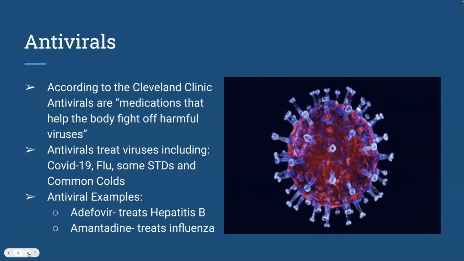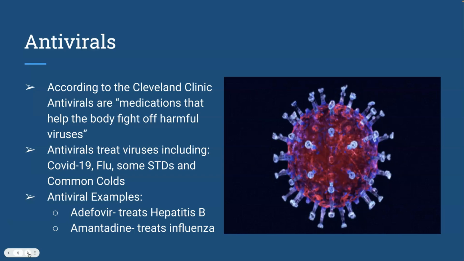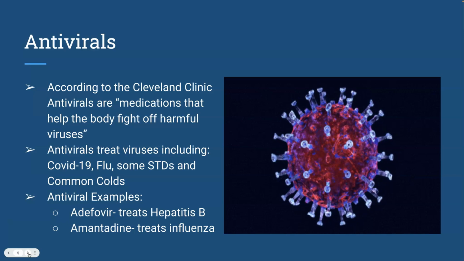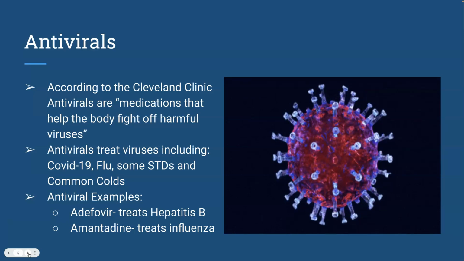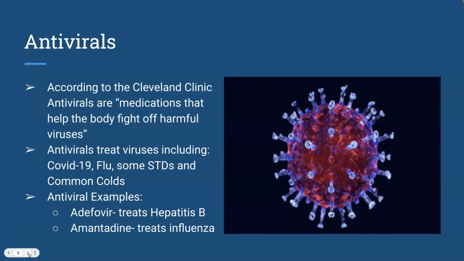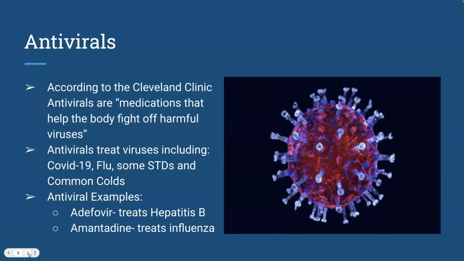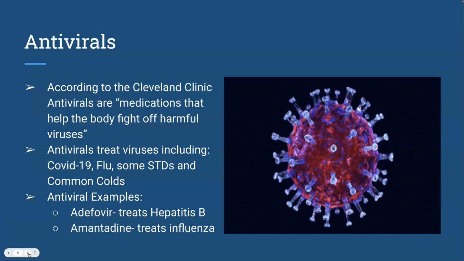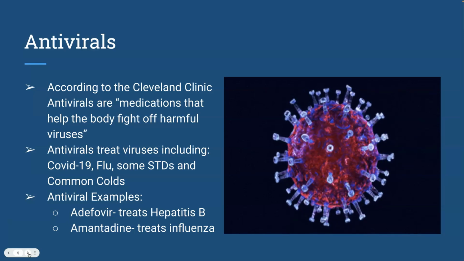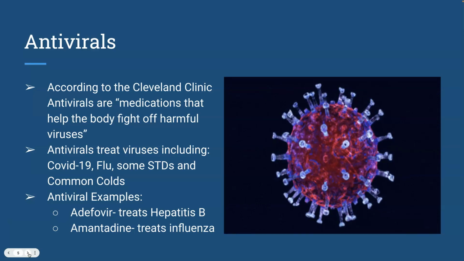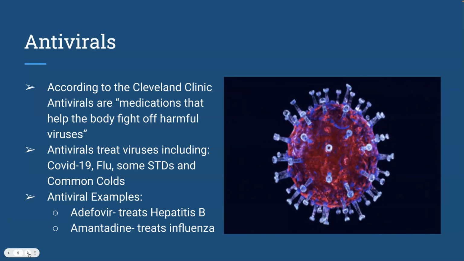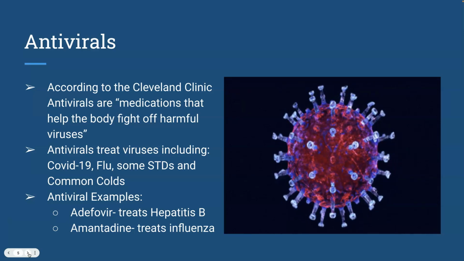According to the Cleveland Clinic, antivirals are medications that help the body fight off harmful viruses. Antivirals treat viruses including COVID-19, the flu, some STDs, and common colds. Some antiviral medication examples are etofovir, which treats hepatitis B, and amantadine, which treats influenza.